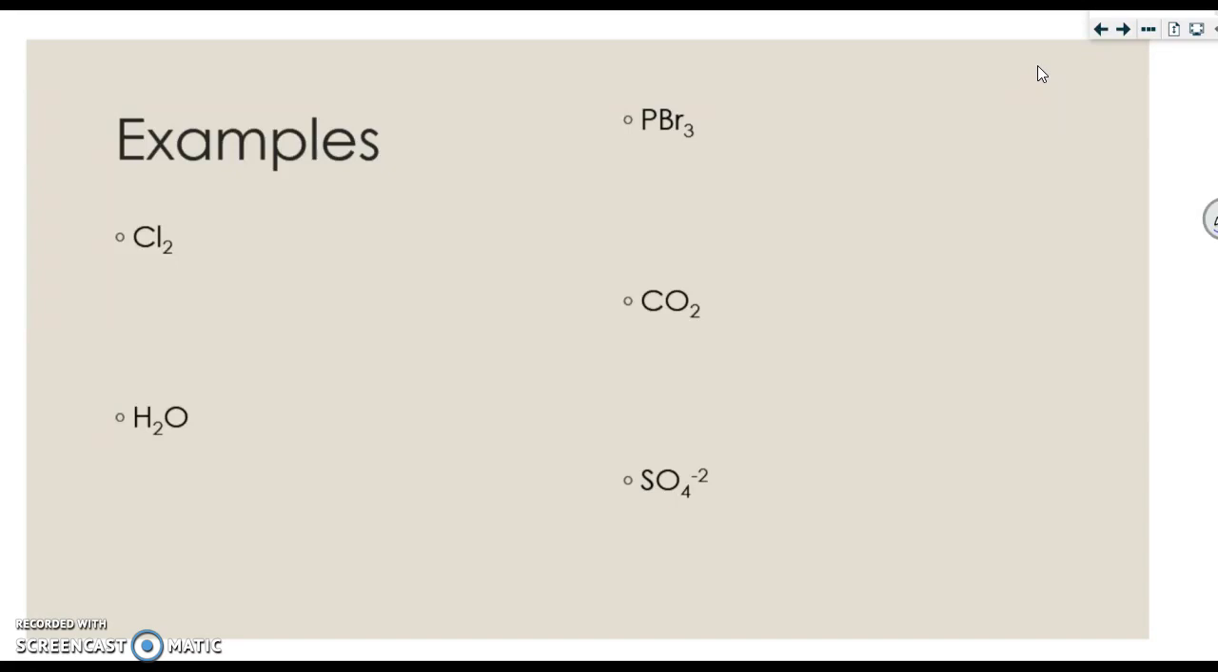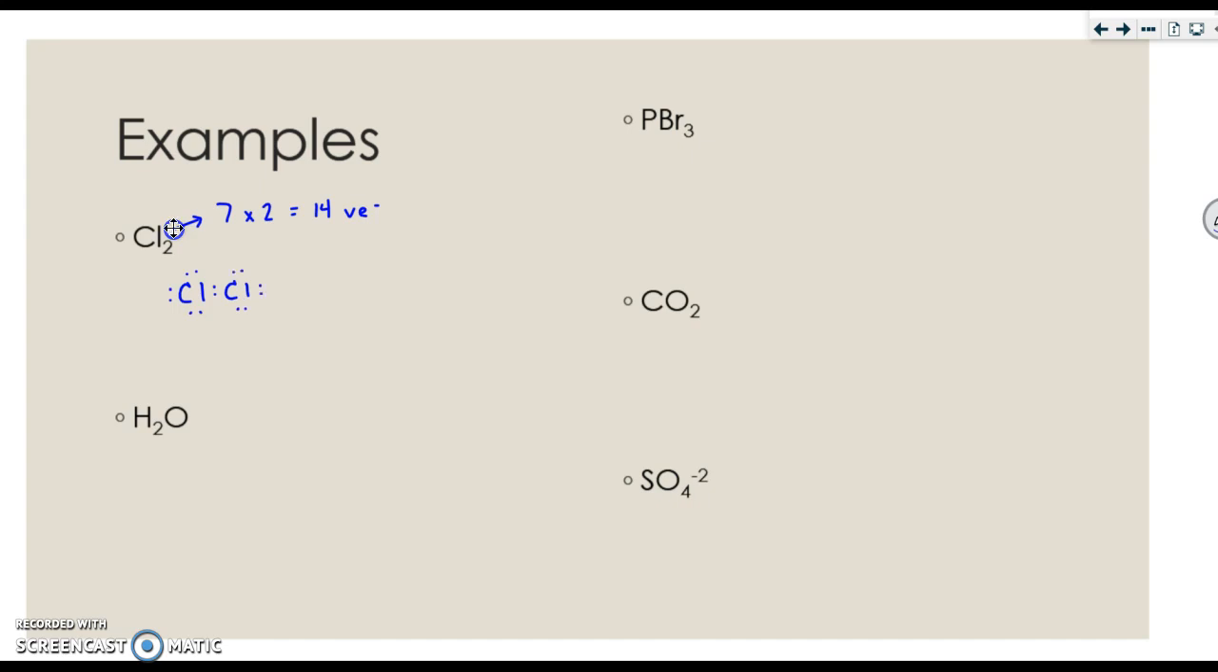Our first example is Cl2. When you look at your periodic table, you should see that each Cl has 7 valence electrons. There are 2 of them, so 7 times 2 equals 14. One of the best ways to try to draw these, especially if you've never done them before, is to first draw what you have and add a full octet, or 8 dots. Here we go. So Cl is connected to another Cl, and then I'm going to fill in all my dots.